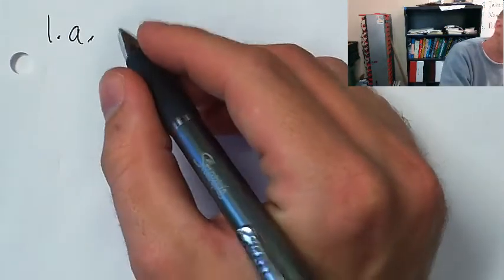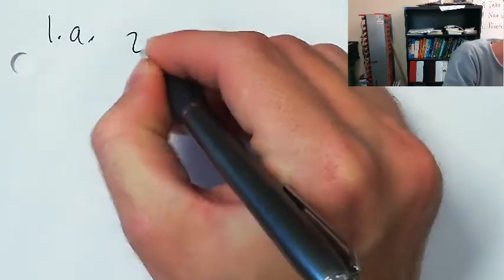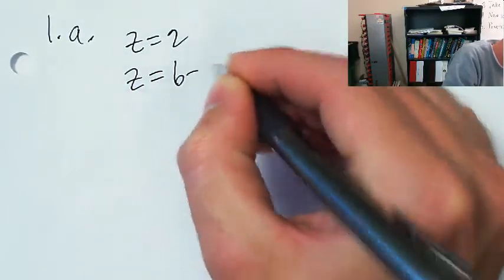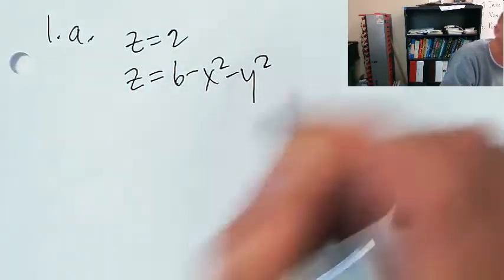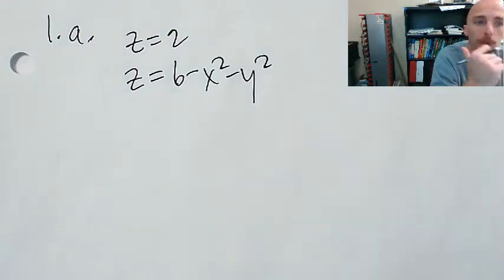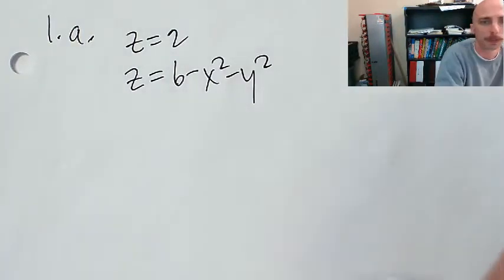And so the first one is talking about, let W be the region above the plane z equals 2 and below the paraboloid. Okay, so I've got z equals 2 and z equals 6 minus x squared minus y squared. We're going to describe that region in cylindrical coordinates, and then we're going to use cylindrical coordinates to compute the volume of that region, which we're calling W.